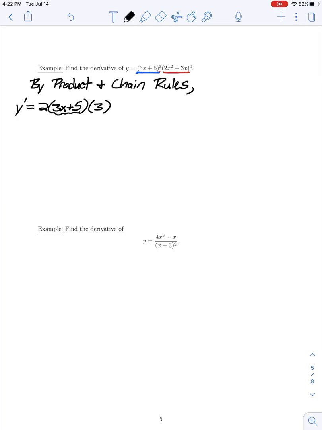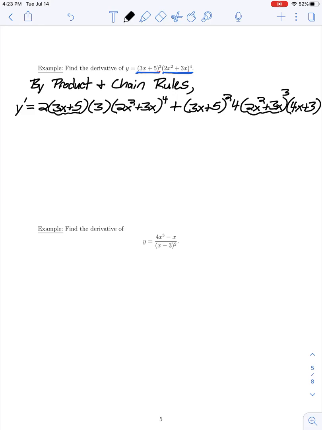Now, after I take the derivative of the first function in my product, I'm supposed to multiply by the second function, which was 2x squared plus 3x, all raised to the fourth power. And then I have to add, recall the product rule says we then add the first function in our product, which was 3x plus 5 squared, and we multiply by the derivative of that second function in our product. Now, in order to differentiate this second function in our product, we've got to make use of the chain rule, or the generalized power rule. So here we would have, for the derivative of the outer function, a 4 times 2x squared plus 3x to the third times the derivative of the inner function, which is 4x plus 3.